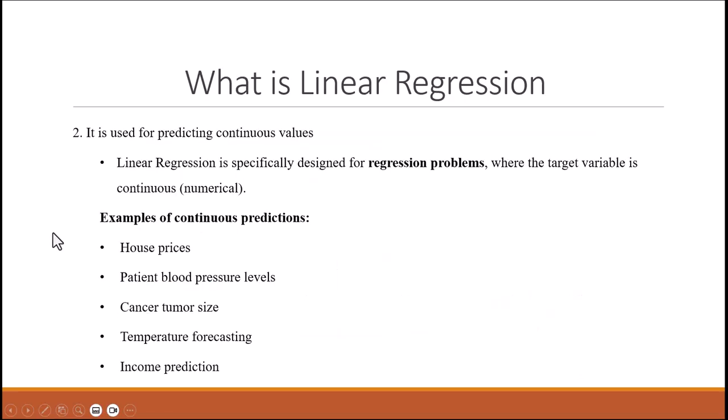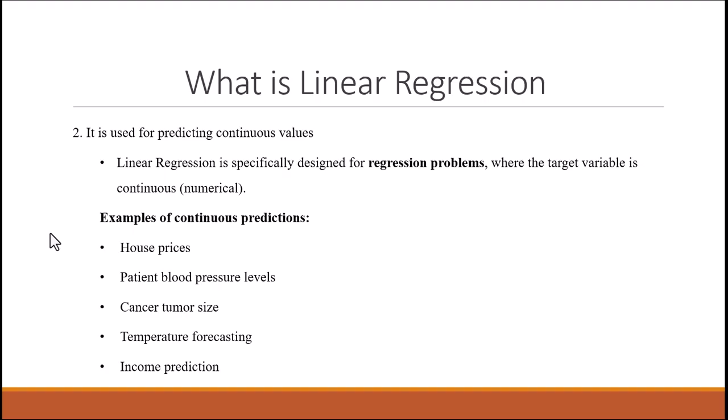What is linear regression and the second characteristic of it? It is used for predicting continuous values. We know that if we have numeric values, we should use regression models. So if we have continuous values, we should use linear regression models. And if we also have discrete values, we can use linear regression models, but the type of linear regression model is different, which I will explain in one of the examples as we go ahead.